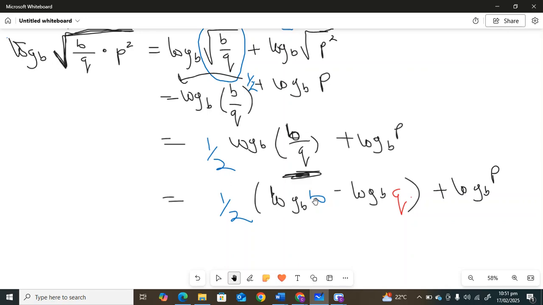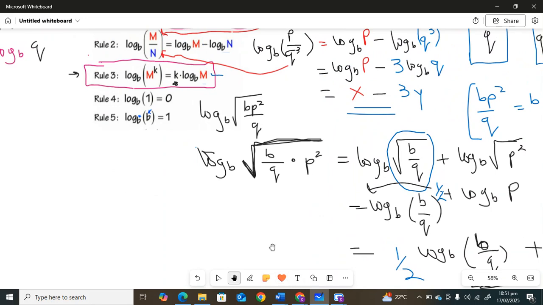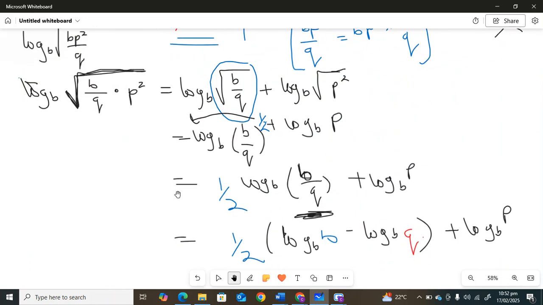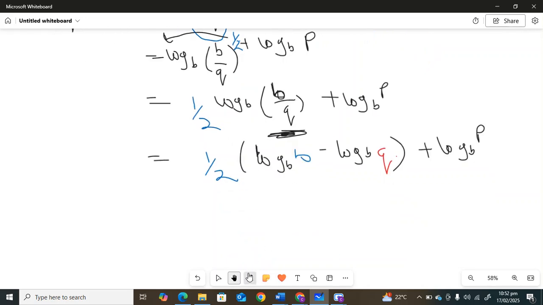Then have you seen here log b? If we look at our rules of logarithms, here rule number 5, have you seen log b b equals 1? So this log b b becomes 1. According to our equation, log b q equals y, plus log b p equals x. So this is your answer.